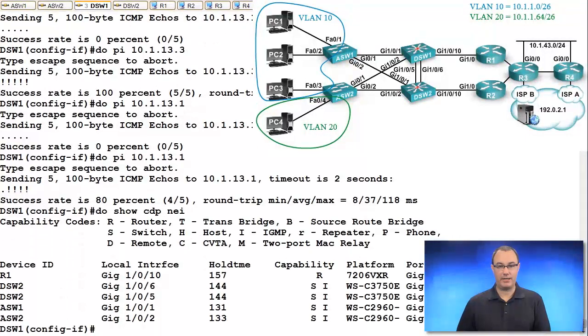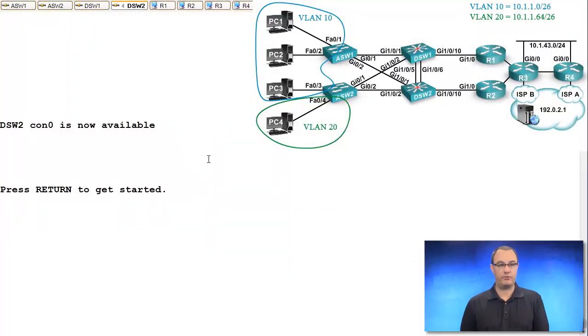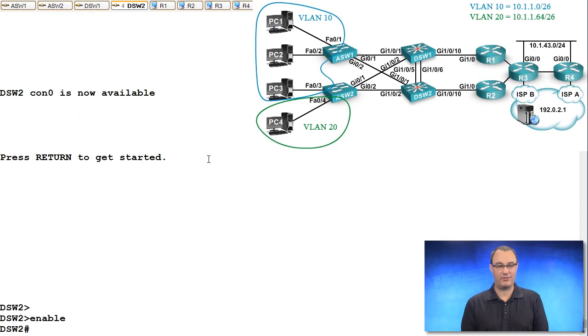And let's validate. Yeah, it wasn't over the 2/0 interface. You can see that. It was over the 1/0 interface. Okay. Super. So now let's go over to DSW2. Solve that challenge. I'm really happy about that. You know, minor things like IP addressing challenges can be a real problem.